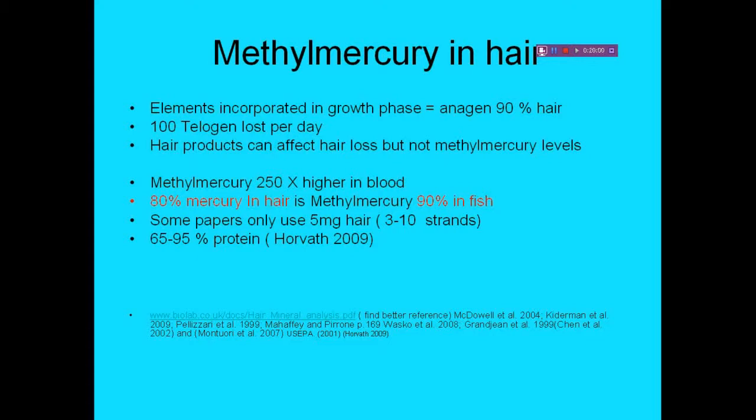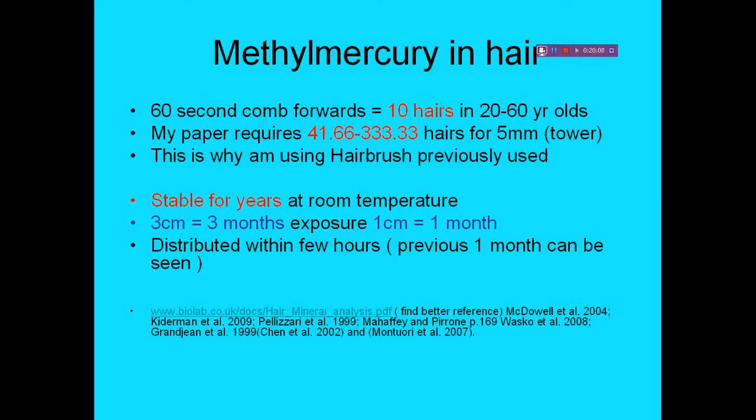Hair is made up of 65 to 95% protein, which is significant because keratin is the main type of protein which helps lock in that methylmercury within the hair, which means that it can last for a particularly long period of time. In fact, it's stable at room temperature for years, which means that I, in theory, would have years to process your hair samples if it wasn't for the Human Tissues Act, which means I need to process them within 1 week. But anyway, you'll lose about 10 hairs within your hairbrush session, around 60 seconds forward.